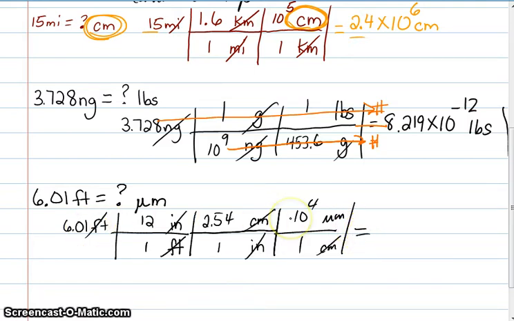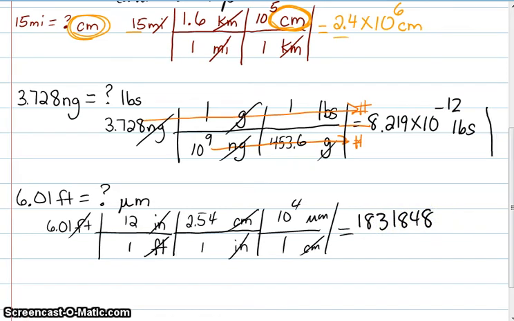We're just going to multiply all the way across the top. 6.01 times 12 times 2.54 times 10 to the 4th power. Why didn't I need to divide anything on that one? What's on the bottom? All ones. No need to divide because all ones on the bottom. Didn't need to divide by 1 because that wouldn't change the number. I got 1, 8, 3, 1, 8, 4, 8.